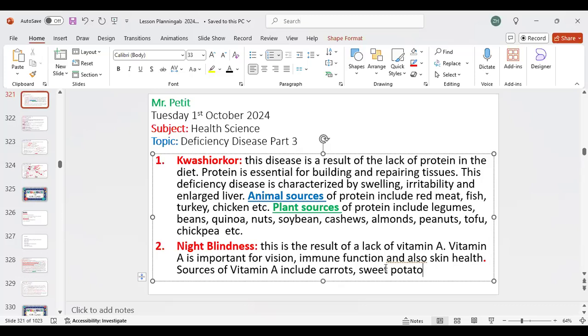Carrots and sweet potato have beta carotene, and beta carotene is essentially vitamin A, and that's why carrots have it, sweet potato have it, also spinach and liver. What about pumpkin? Pumpkin and squash too.